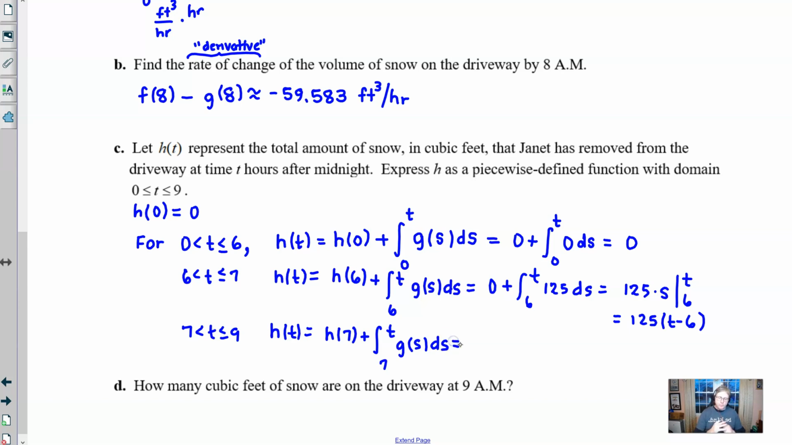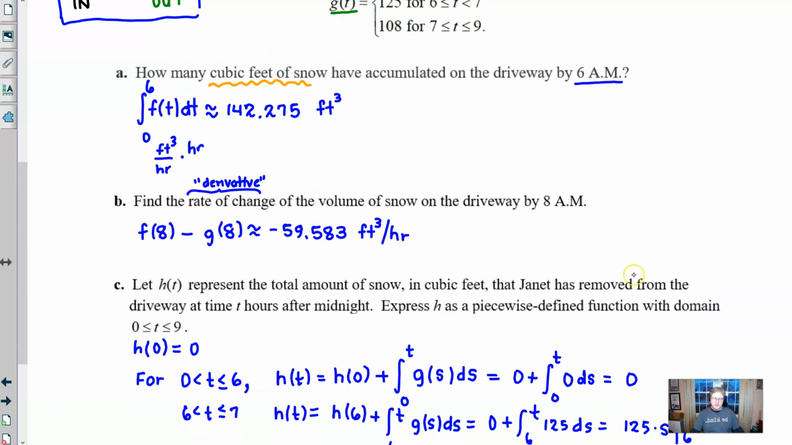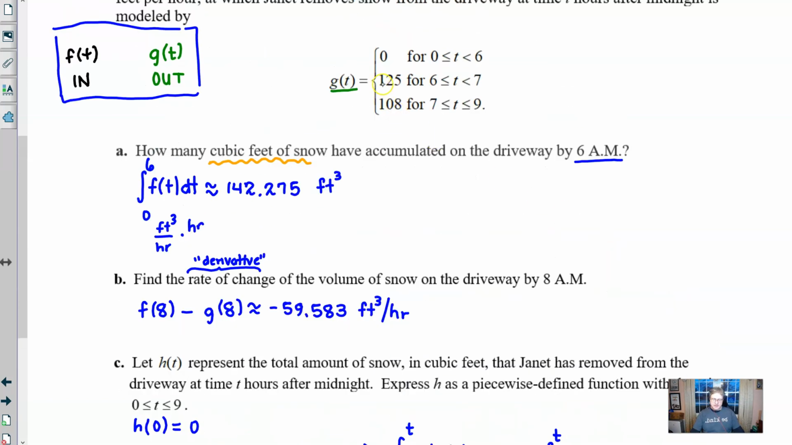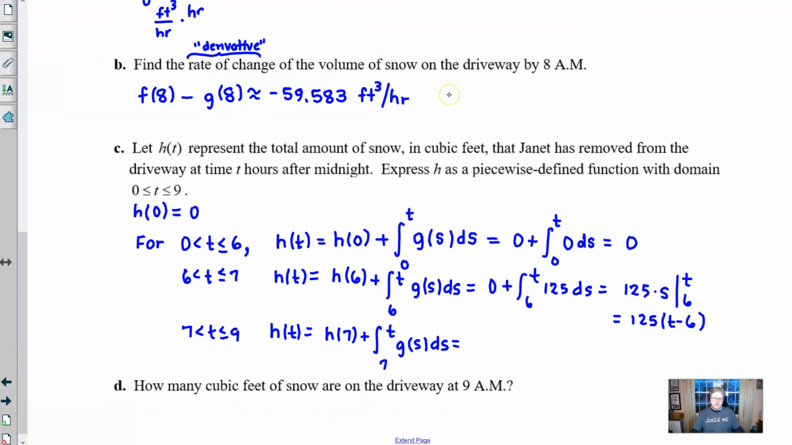Okay, well, what is this h of 7? Well, if we replace the t with 7 back up here, this is what's so cool about this notation. To find h of 7, notice that this is where we are defining 7. H of 7 would be 125 times 7 minus 6, which is 125. Or you could just look up here and say, oh, 125 times the 1 hour is 125.